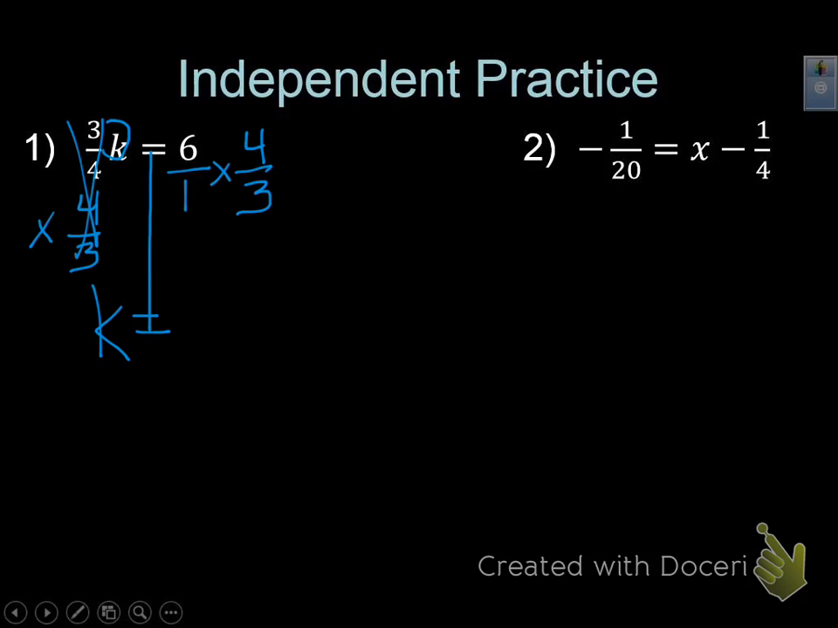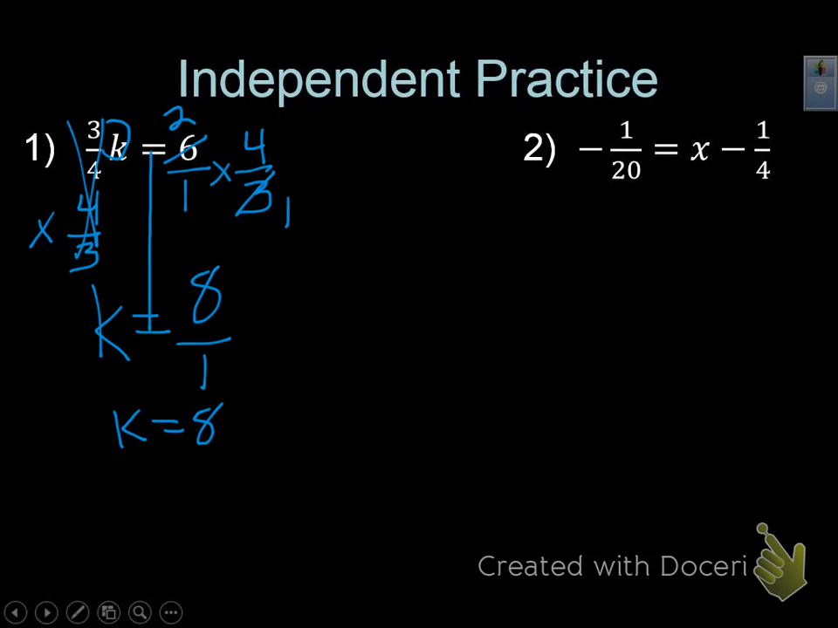I can first cross-simplify. 3 can turn into 1 and 6 into 2. And then multiply straight across. 2 times 4 is 8. 1 times 1 is 1, which is the same as k equals 8.